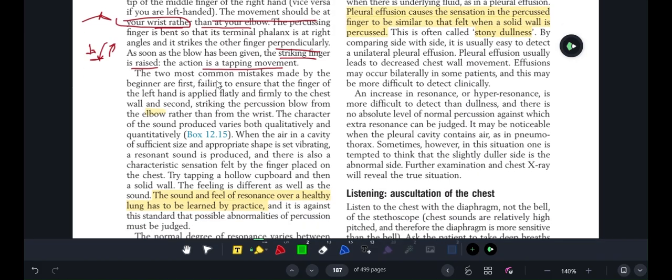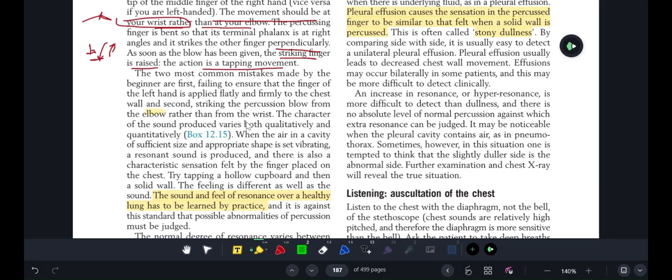The character of the sound produced varies both qualitatively and quantitatively. When the air in a cavity of sufficient size and appropriate shape is set vibrating, a resonant sound is produced, and there is also a characteristic sensation felt by the finger placed on the chest. So there is both, which you have to feel: the sound and also the sensation.